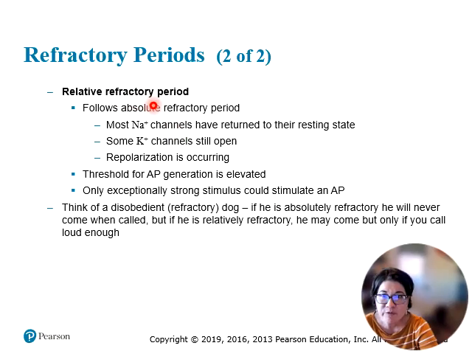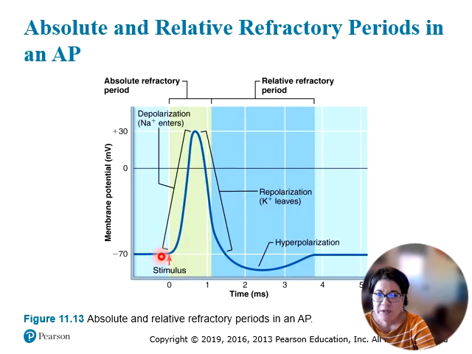And then there's relative refractory. This is after the absolute refractory. Most things are back to normal. Some of the K+ channels are still open. Repolarization is still there, and so it's not quite ready. So here is your stimulus. There you are again. Threshold is right here, and then it goes up to +30, repolarizes, hyperpolarizes, and goes back to normal.